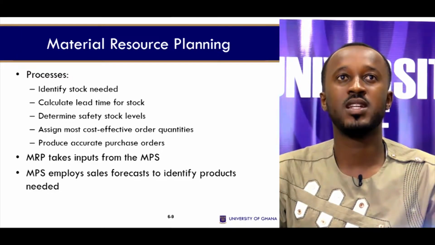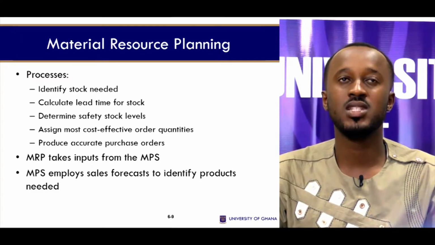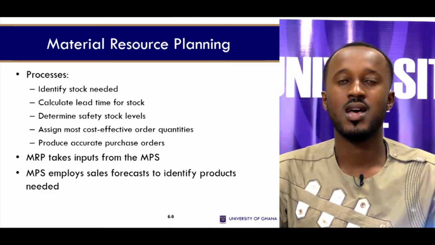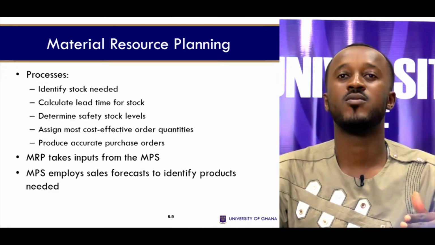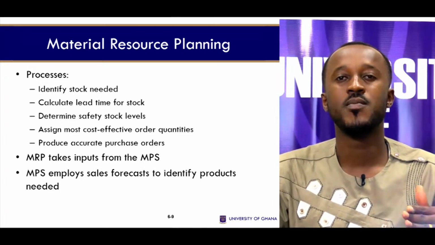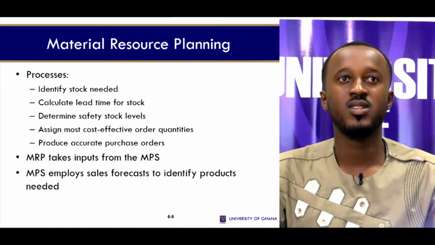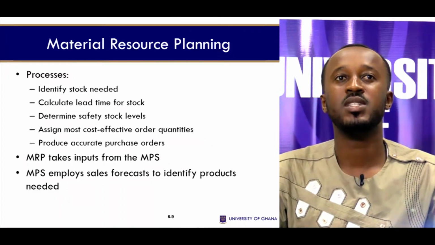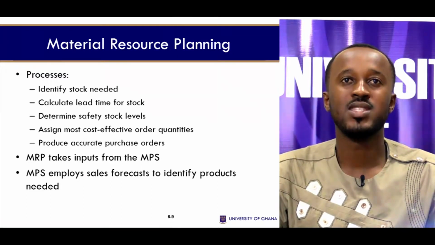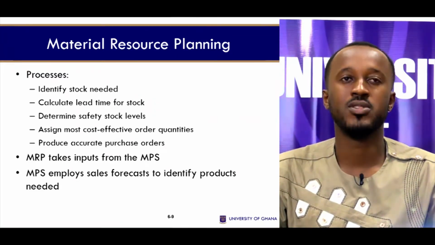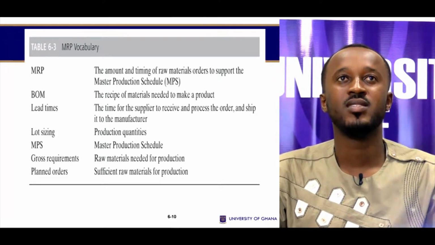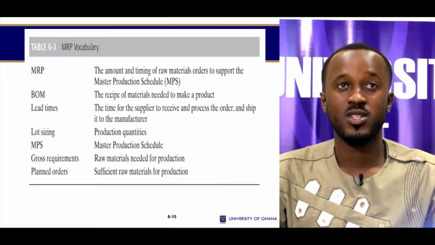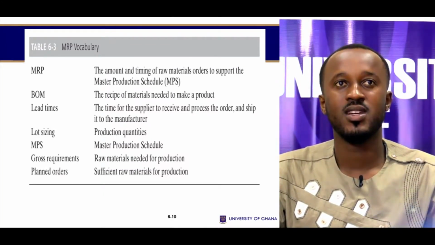And material resource planning, the processes are to identify stock needed, calculate lead time for stock, determine safety stock levels, assign most cost-effective order quantities, and produce accurate purchase orders. Now, the MRP takes input from the MPS, and the MPS employs sales forecasts to identify product needed. This table helps to explain the terms that have been used in the previous: lead time, what BOM is, what MPS is, and so on and so forth.